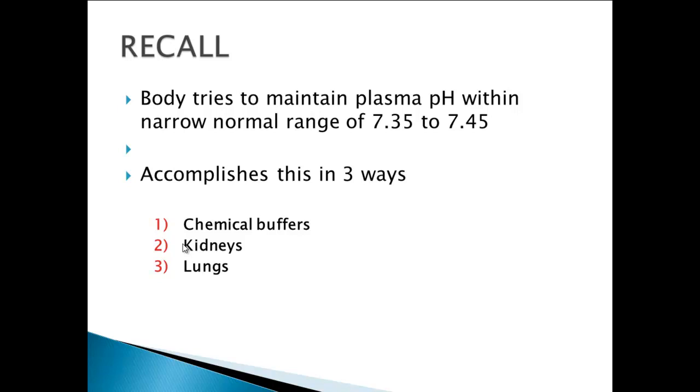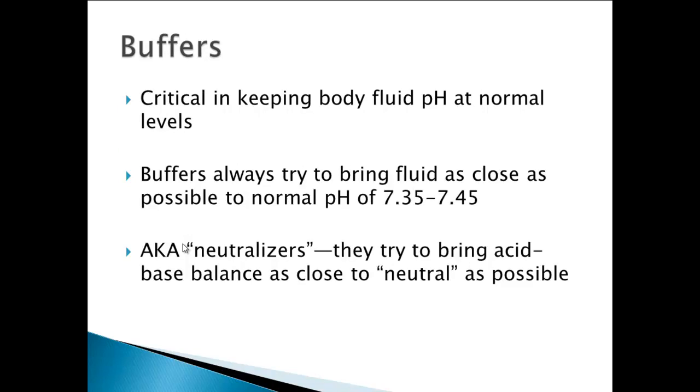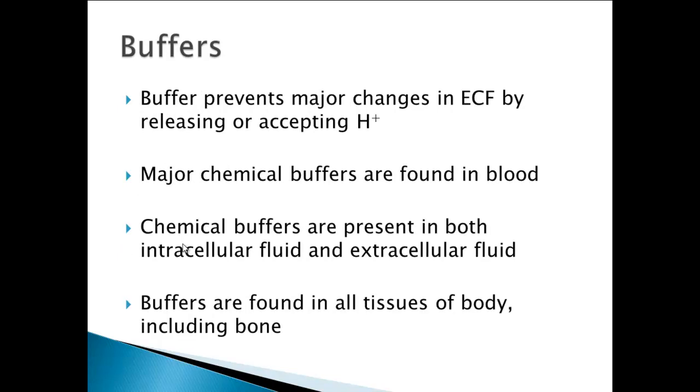Remember again, the body tries to keep that plasma pH in the narrow range of 7.35 to 7.45 through the three ways I mentioned earlier: chemical buffers, the kidneys, or the lungs. So let's first talk about the buffers. They are very critical in keeping the body fluid at normal levels. They are always trying to bring fluid as close as possible to the normal pH level. They neutralize, or bring acid-base balance as close to neutral as possible. That way we prevent major changes in the extracellular fluid by either releasing or accepting that hydrogen ion.